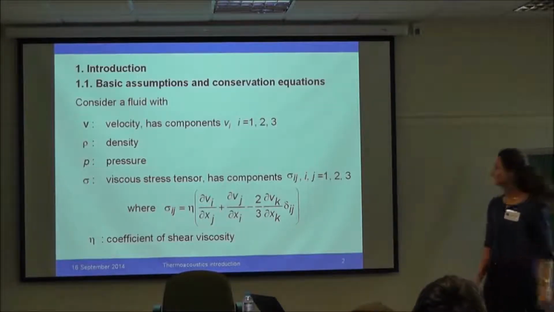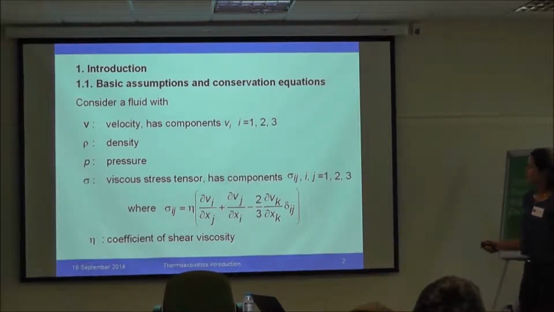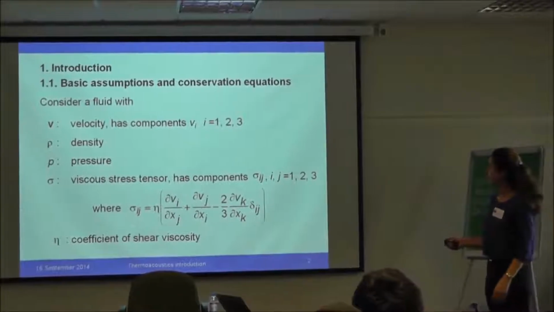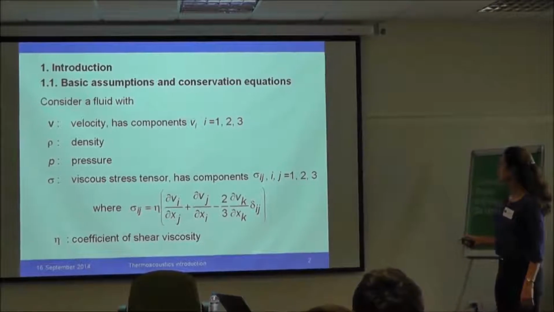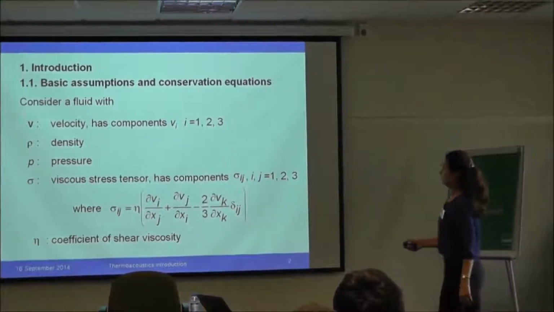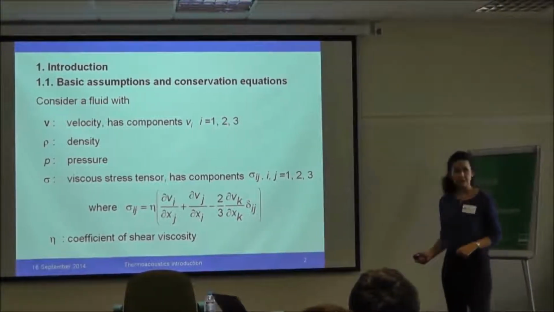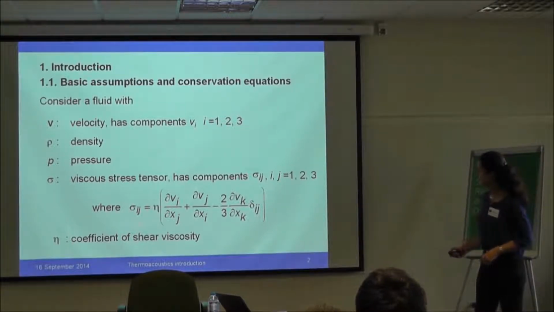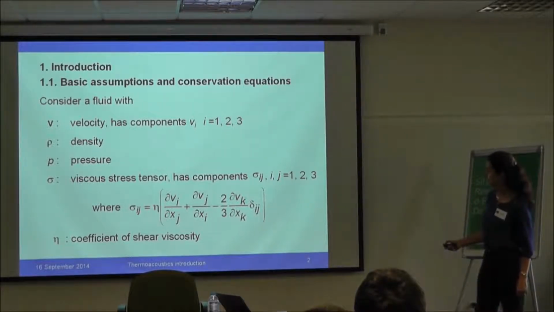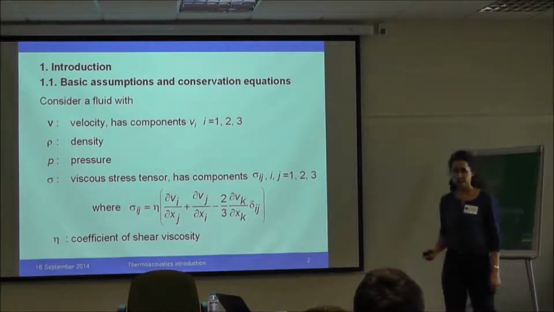So let's start with the introduction and some basic assumptions and conservation equations. So we consider a fluid flowing with some velocity vector v, and that has in 3 dimensions 3 components, v1, v2, v3. Our fluid has density rho, pressure p, and we also have a viscous stress tensor sigma, which is a tensor with components sigma ij, and these sigma ij's depend on the coefficient of shear viscosity, which is this eta here, and on these gradients of the velocity components.